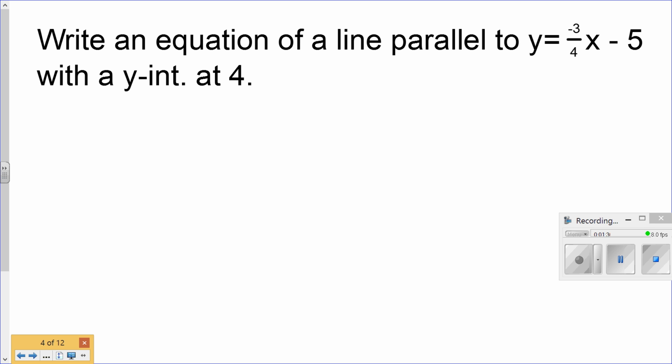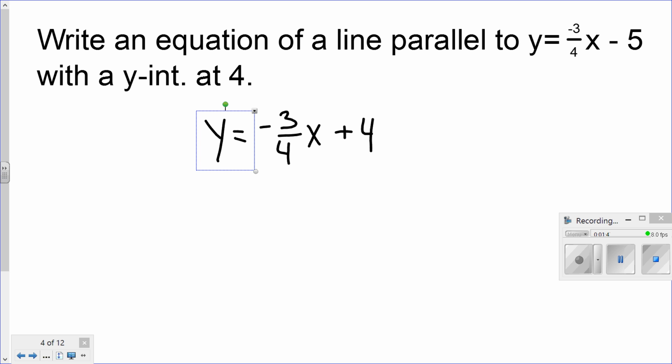You guys try this one. So the equation of this line is y equals negative 3 fourths x plus 4, because it has a y-intercept at positive 4.